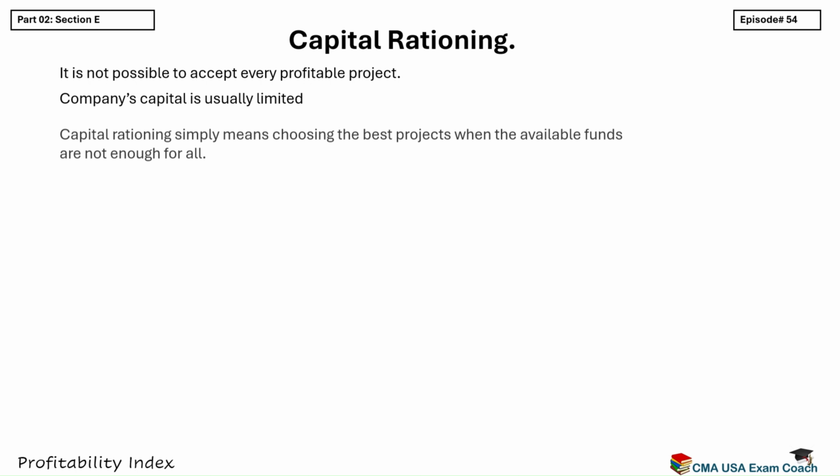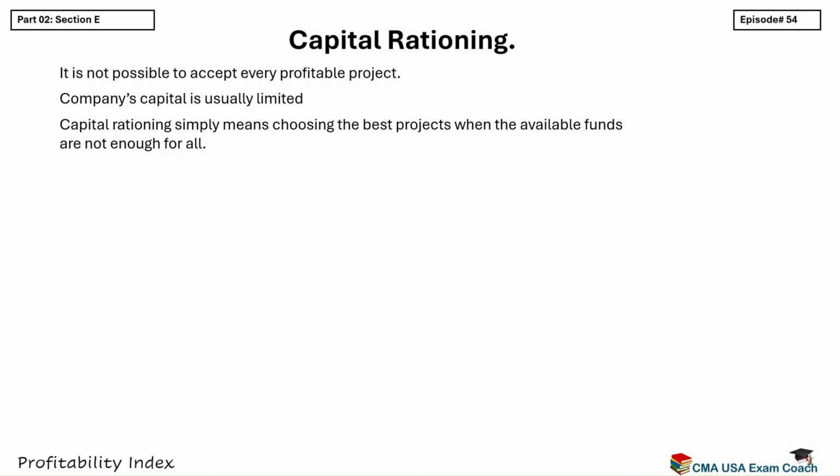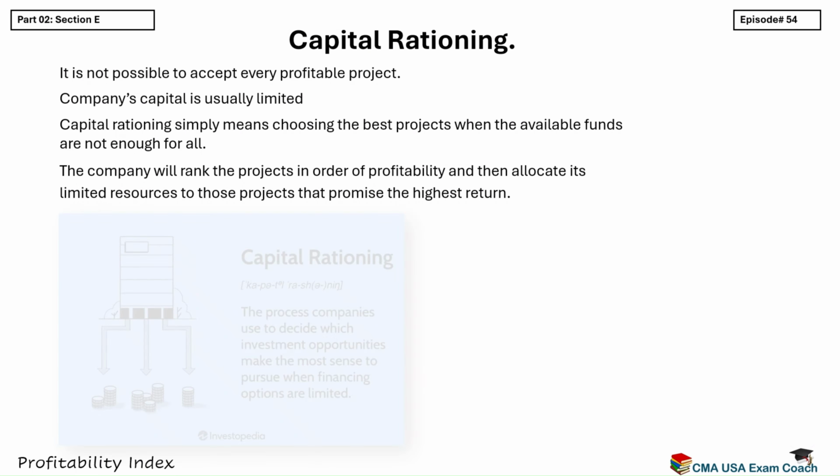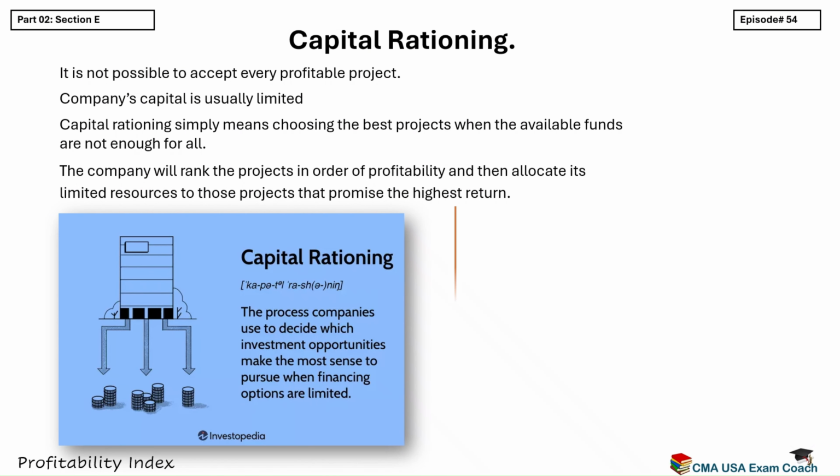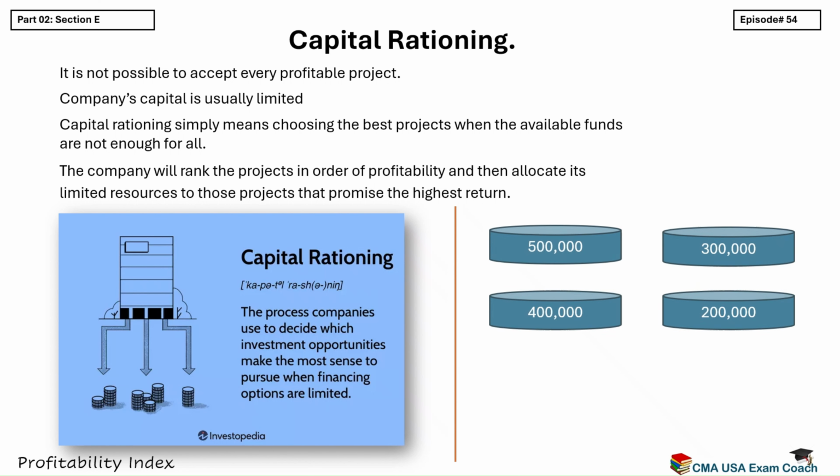Capital rationing simply means choosing the best projects when the available funds are not enough for all. The company will rank the projects in order of profitability and then allocate its limited resources to those projects that promise the highest return. For example, imagine a company has identified 4 projects. Project A requires $500,000 and gives high returns. Project B requires $300,000. Project C requires $400,000. And Project D requires $200,000. Altogether, these projects need $1.4 million to fund, but the company only has $1 million available.